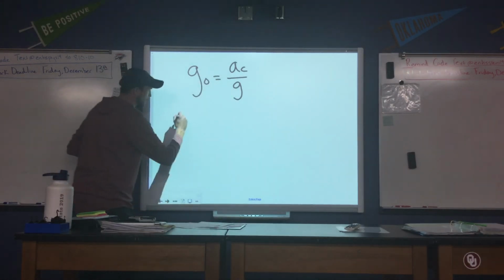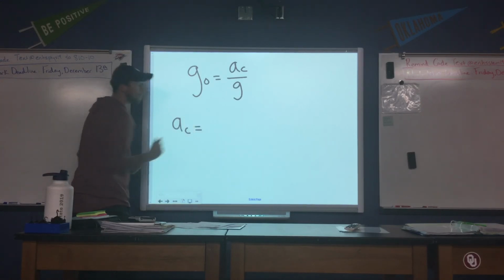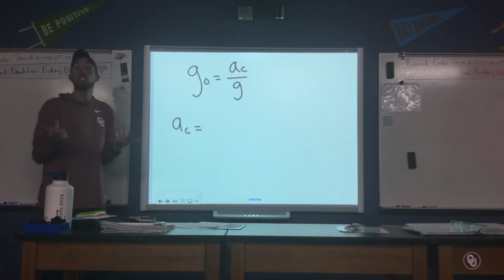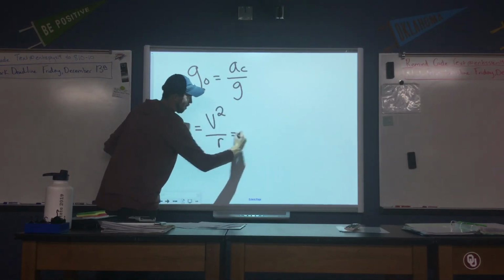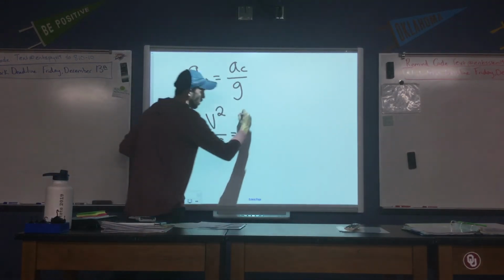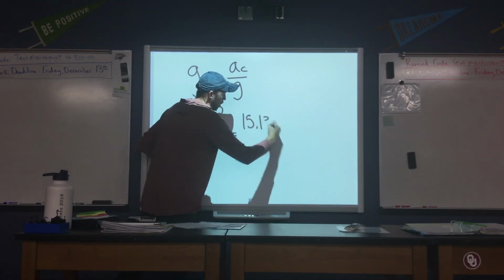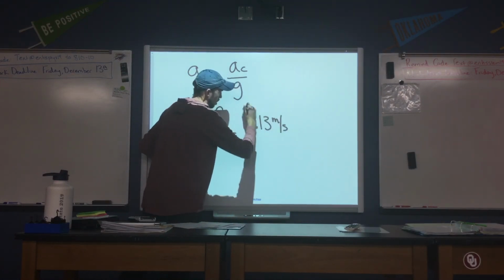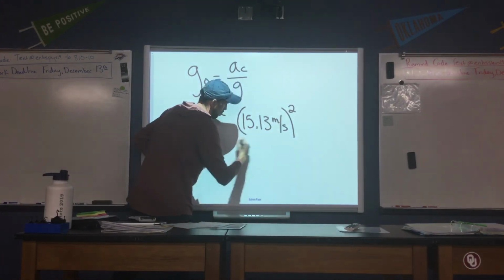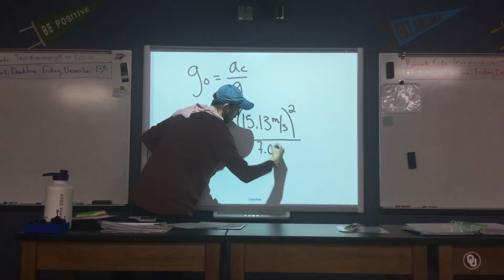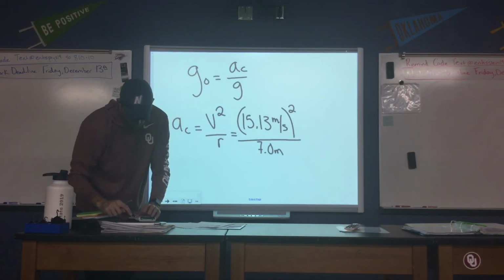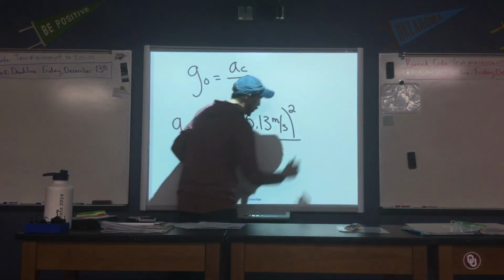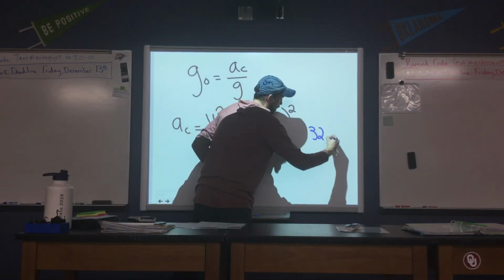So we need to find our centripetal acceleration first, which we can do based on the velocity. Centripetal acceleration is equal to v squared over r. Our velocity we determined to be 15.13 meters per second. We will need to square that value, divided by the radius, 7 meters. Plug this in real quick. We get right at 32.7 meters per second squared.